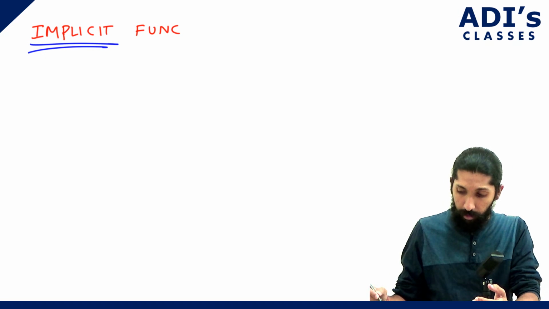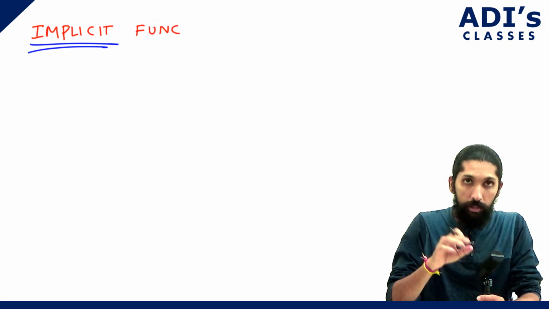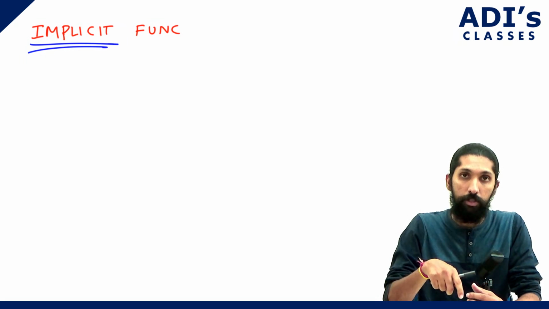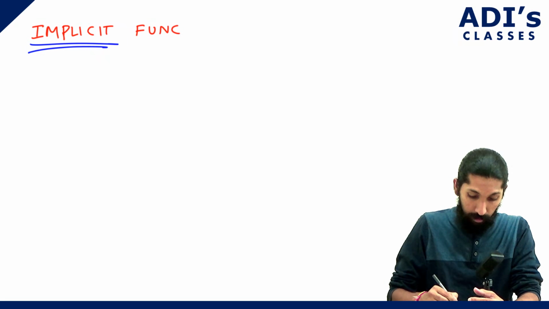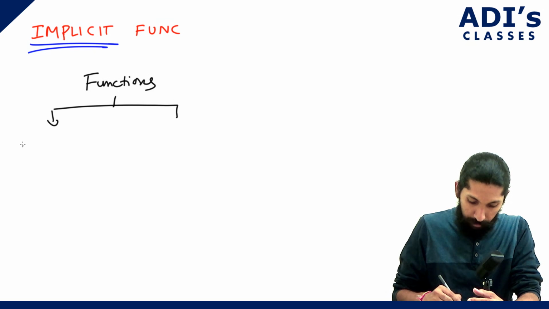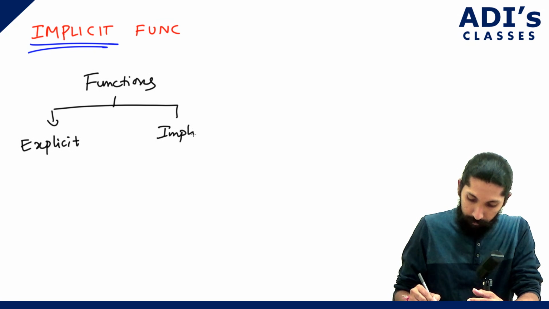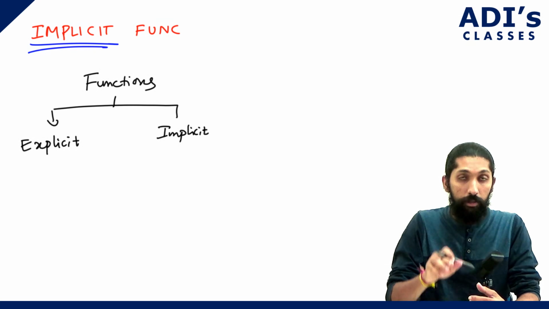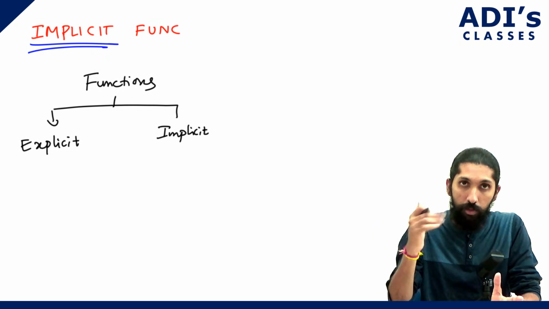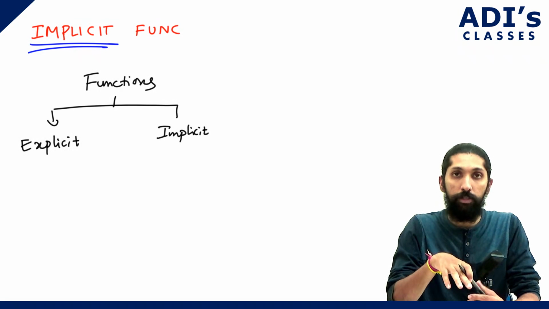Now, what is the meaning of this word implicit? Guys, this is a very, very important word. Now, there are two types of functions. All right, so in functions itself, there are two types. The first one being an explicit function, second one being an implicit function. Now, till now, the examples what you have seen and the problems what you have solved, they're all explicit functions.